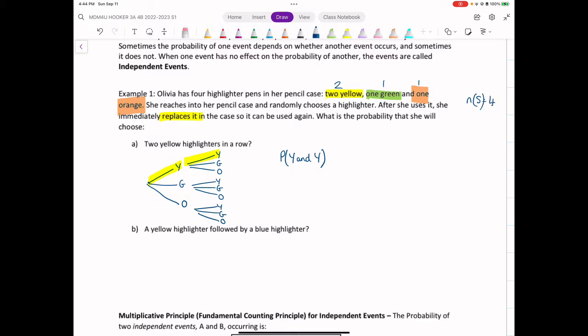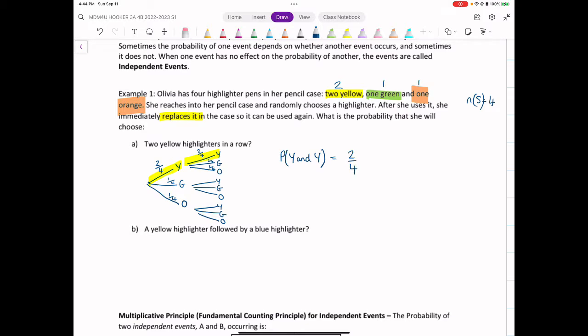And she could choose a yellow for 2 of those outcomes. The green is only 1 and the orange is only 1. And this is how we label it. We label our probabilities on top of the lines that lead to our outcomes. And then for the second go, we can repeat those because she has replaced the highlighter back in the bag. So the probability of getting a yellow and a yellow is 2/4.